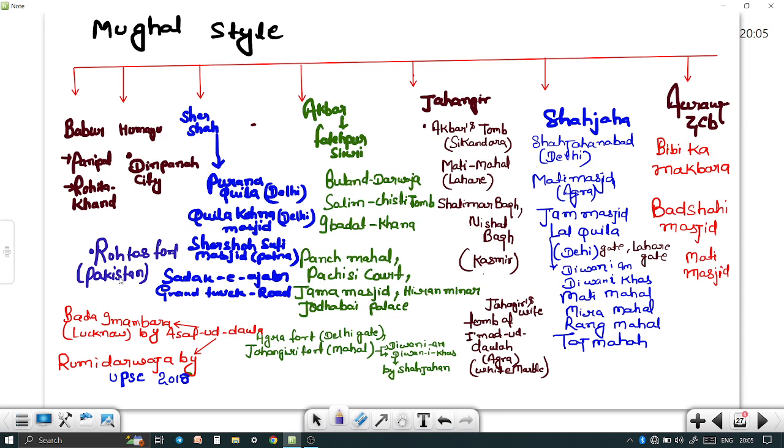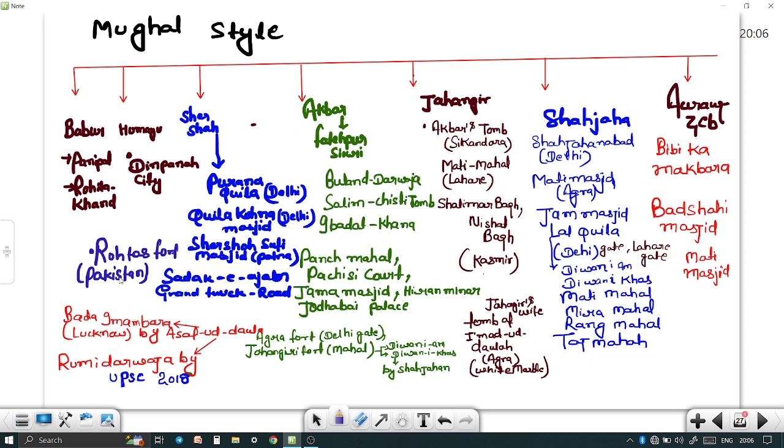Next is Govind Dev Temple in Vrindavan, built in red sandstone by Raja Man Singh. But the stone for the construction of the temple was donated by Akbar. So, it is his good contribution for the temple also. Now, the next one is Jahangir. Jahangir focused more on painting rather than architecture. Some of the constructions under his reign were Akbar's tomb in Sikandra, Moti Mahal, Lahore, Shalimar Bagh and Nishat Bagh in Kashmir.